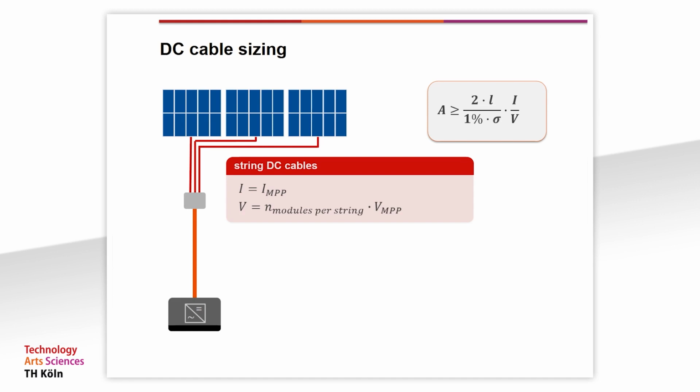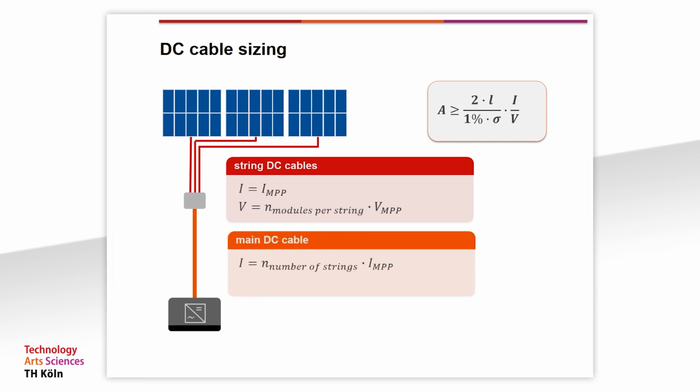However, if several strings are connected together in parallel, the main DC cable must be considered separately. The current now corresponds to the MPP current of a module times the number of strings connected in parallel. The voltage corresponds to the voltage in the string cables. In the example shown here, we have 3 strings connected in parallel. Compared to the string cable, the required cable cross-section is therefore tripled. As mentioned above, the cable cross-section is usually rounded up to the next larger common cable cross-section.